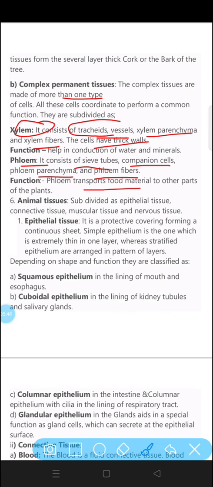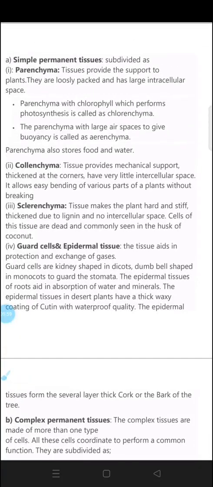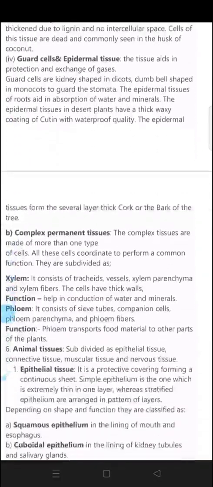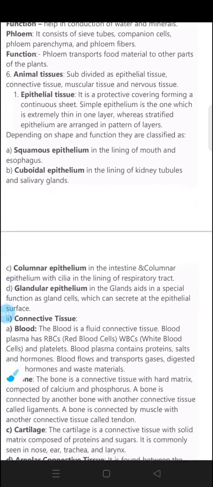So that's all about plant tissues. We have talked about two types of permanent tissue, simple permanent tissue and complex permanent tissue. Simple permanent tissue is of three types, that is parenchyma, collenchyma and sclerenchyma. Whereas complex permanent tissue is of two types, that is xylem and phloem. Now let's talk about animal tissue. Animal tissue is divided into epithelial tissue, connective tissue, muscular tissue and nervous tissue.